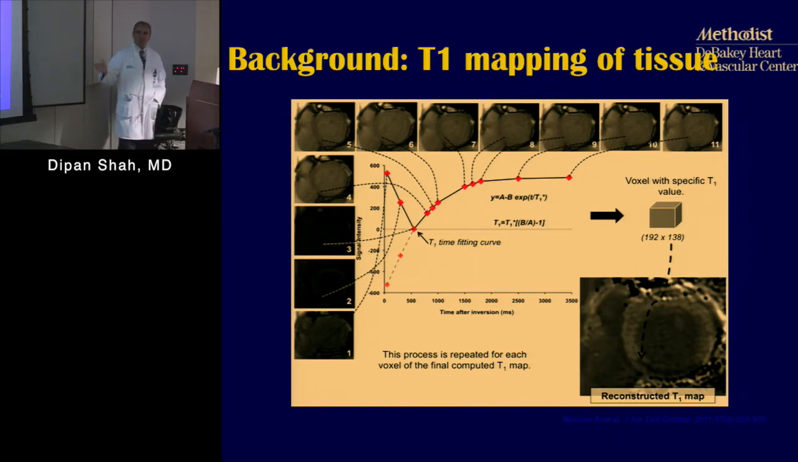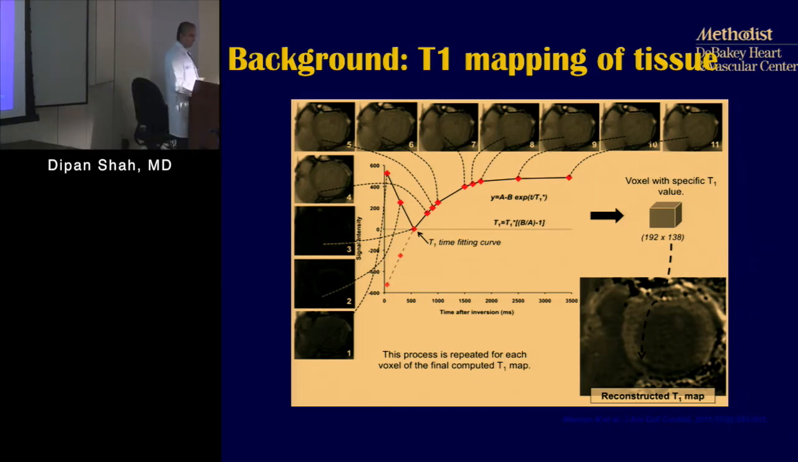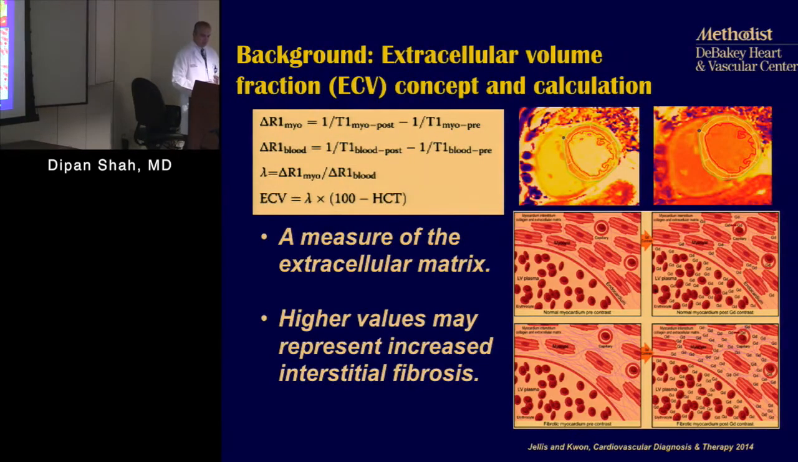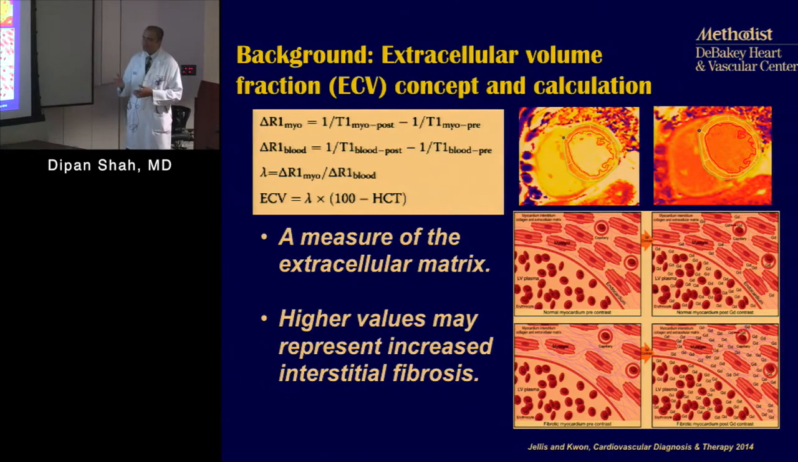So this is able to do a pixel by pixel map of T1 values within the myocardium. And the principle that this works on goes back again to the kinetics of gadolinium, which is that gadolinium is going to distribute wherever there's more extracellular space. You get more gadolinium. So the distribution of gadolinium is related to the amount of extracellular space.